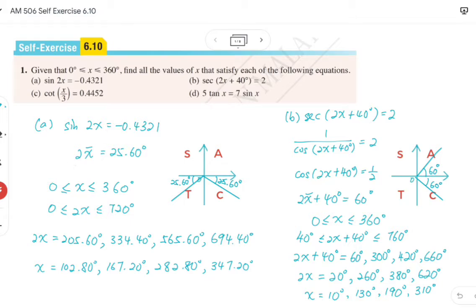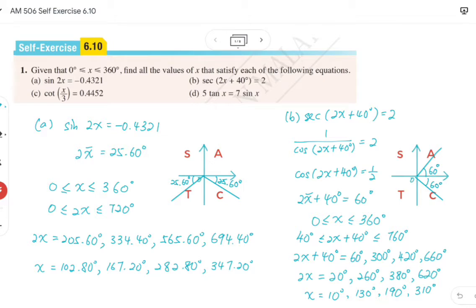So the first step, we find the reference angle for 2x. We press arc sine of 0.4321 and we get 25.60 degrees. Then we put our reference angle into the quadrant so that the sine will be negative. Only T and C, which is quadrant 3 and 4, sine will be negative. So we put our 25.6 in quadrant 3 and quadrant 4.